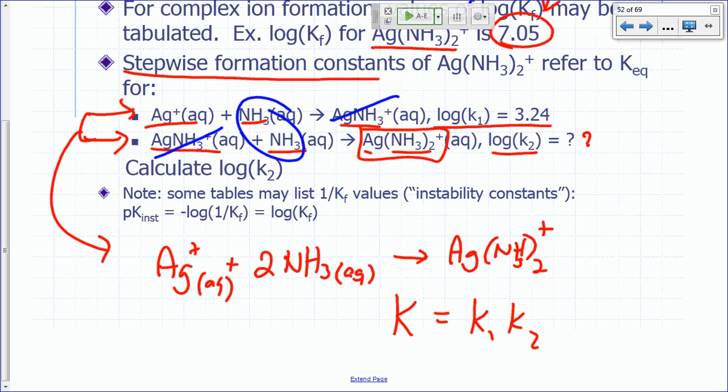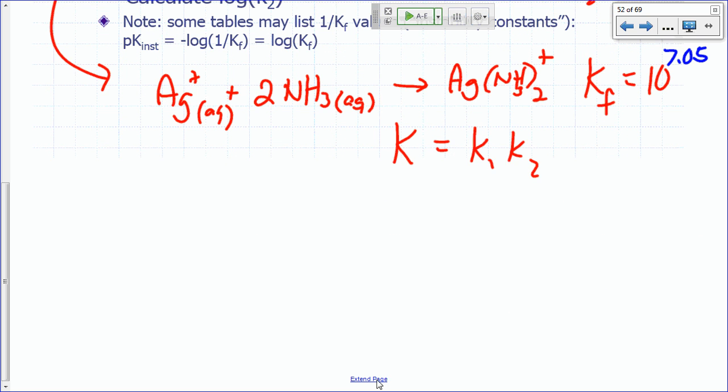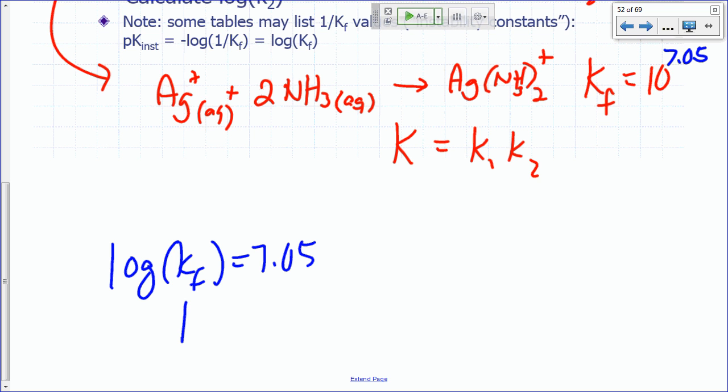What's KEQ for this first step? K1 is equal to 10 to the 3.24. And for the second step, K2 is equal to, we don't know. But what is K for the overall reaction? Kf is given, it's 10 to the 7.05. If you're given log of Kf, how do you solve for Kf? Log of Kf for the overall reaction is 7.05. Therefore, Kf equals 10 to the 7.05.